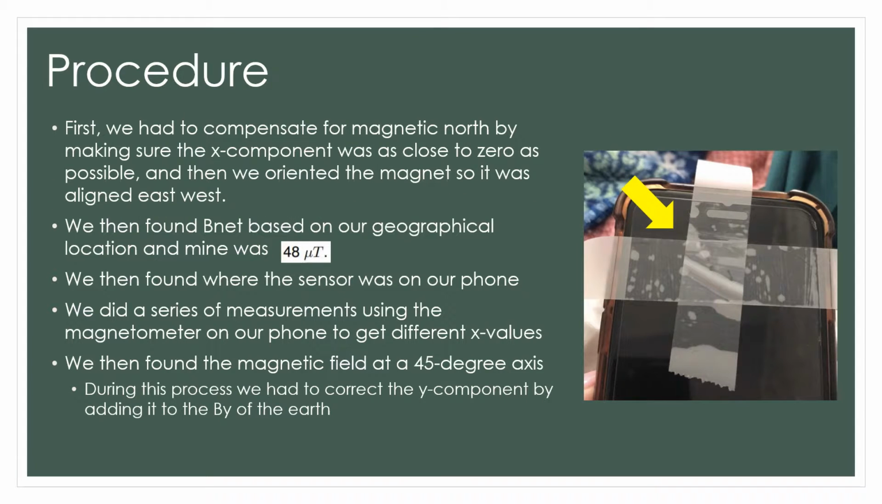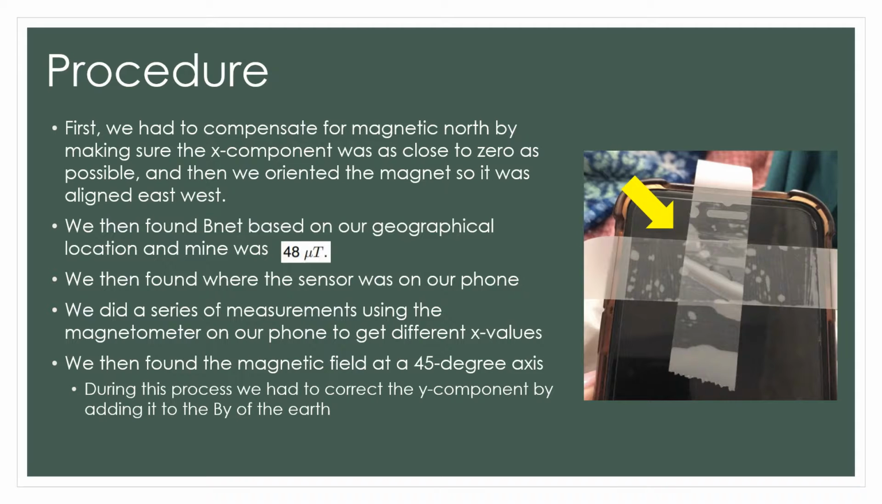The first step we completed in this lab was to compensate for Earth's magnetic north by rotating the phone until the x component on the magnetometer app was as close as possible to 0. We then oriented the bar magnet along the east-west direction, and B net, according to our geographical location, was found to be 48 microteslas. We had to find the location of the sensor within our smartphone to ensure the distance was being measured to the correct point, and mine is indicated in the photo to the right with the yellow arrow. Using the magnetometer app on our phone, we made several different measurements of distance when the x component of the magnetic field was at 20, 70, 120, 170, and 220 microteslas.